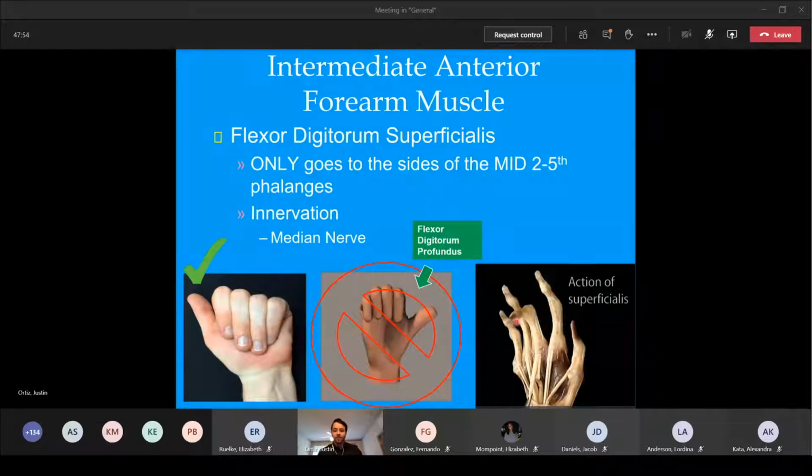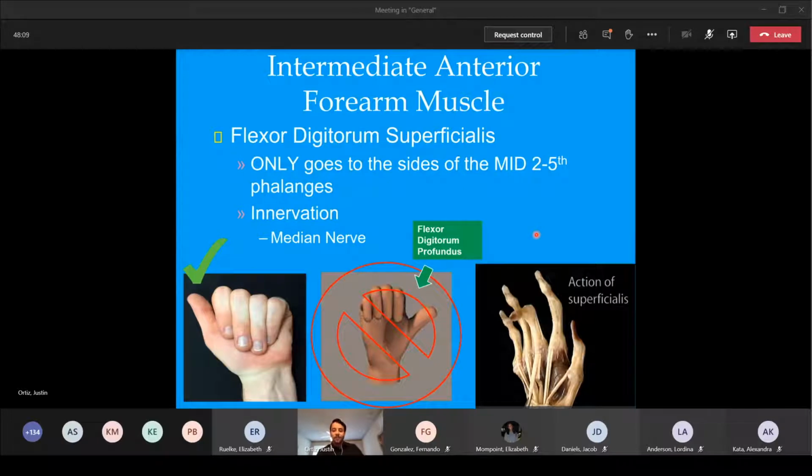And here's the action of the superficialis, right? You can see it bends right here in the middle phalange, but it doesn't bend at the distal phalange, right? This would be the distal phalange. So it doesn't allow you to bend there because it doesn't reach that far, right? So that'll be the intermediate.